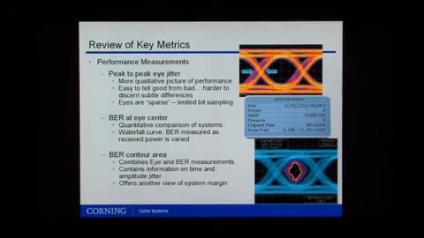Using our bit error rate test set, we can compare different fibers, cable designs, hardware, and the interaction with transceivers. We use a variety of measurements, including eye jitter measurements, bit error rates at the eye center, and bit error rate contours.